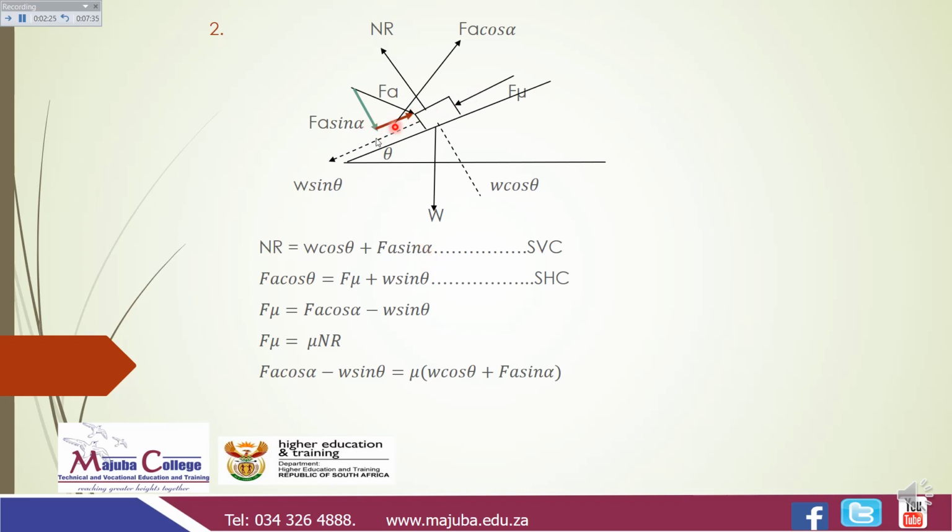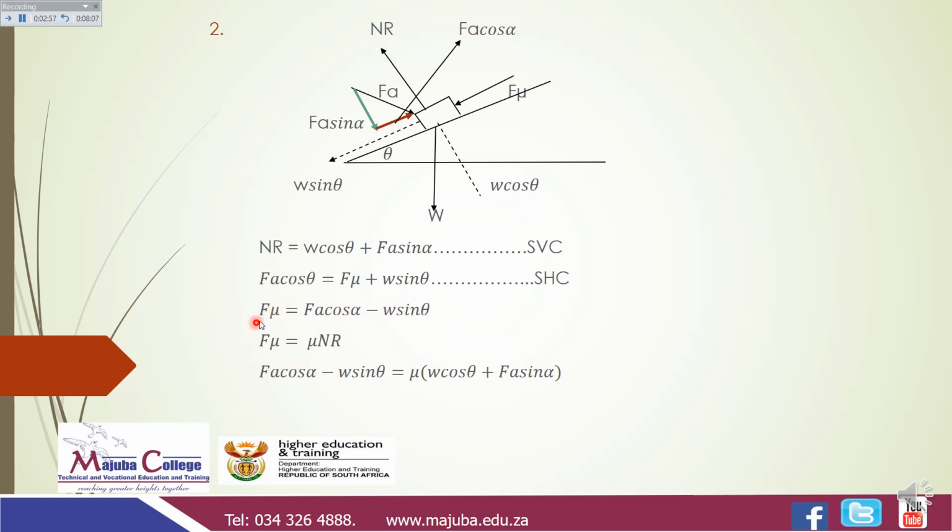And for the parallel forces, you will have FA, the cos of alpha, which is this force, going up, still opposed by FU, plus W, the sine of theta, going down. This force and that one. So again, you are going to make FU the subject of the formula. So FU will be FA, the cos of alpha, minus W, the sine of theta.